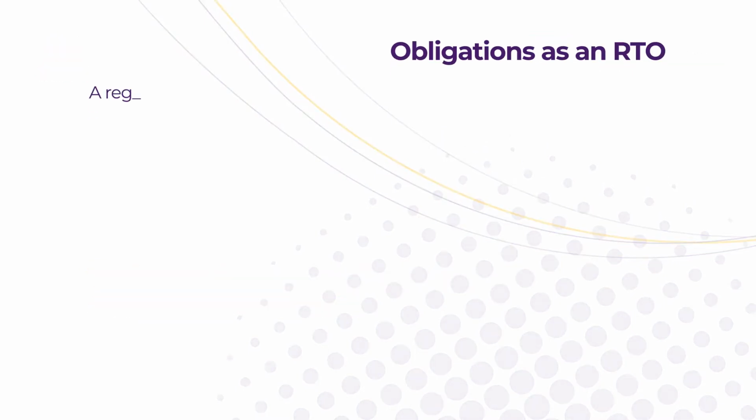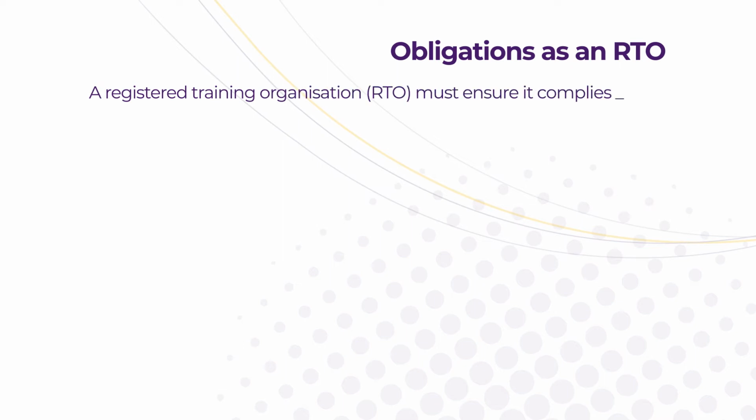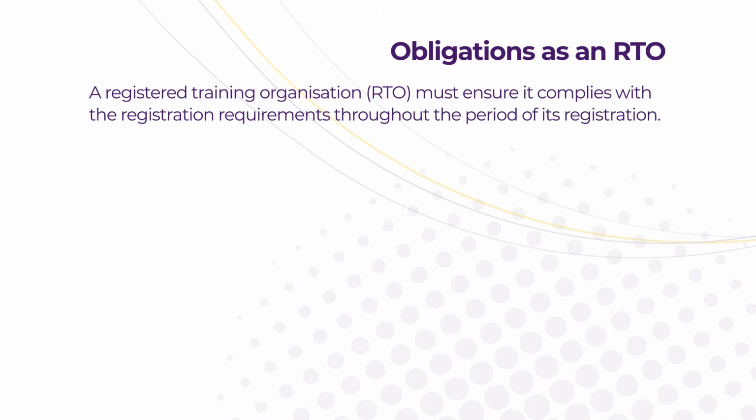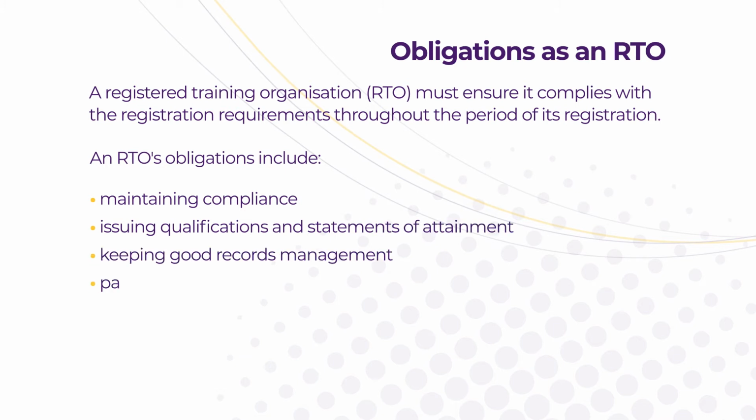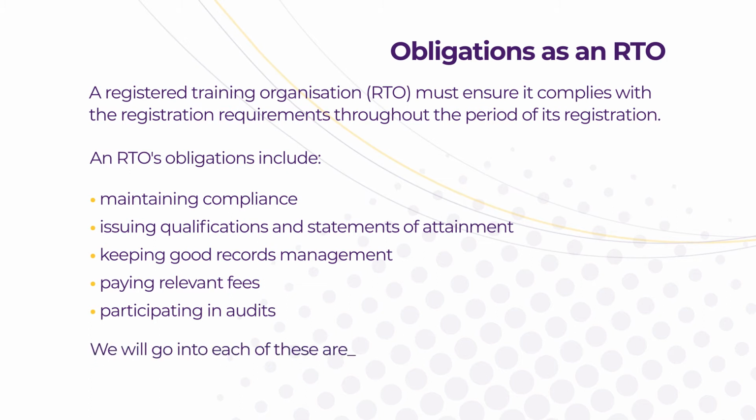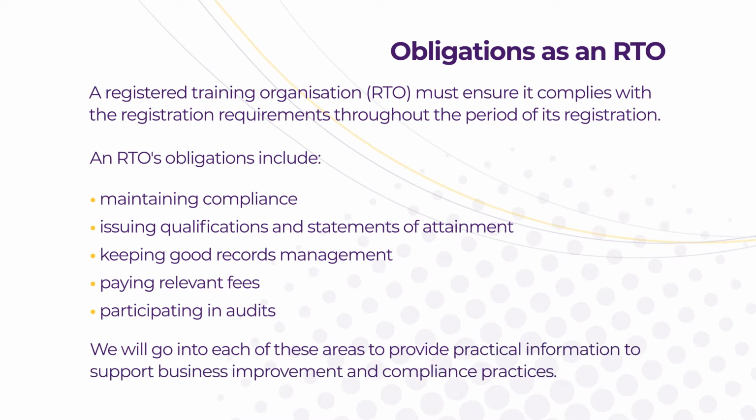A registered training organisation, RTO, must ensure it complies with the registration requirements throughout the period of its registration. And RTO's obligations include maintaining compliance, issuing qualifications and statements of attainment, keeping good records management, paying relevant fees, participating in audits. We will go into each of these areas to provide practical information to support business improvement and compliance practices.